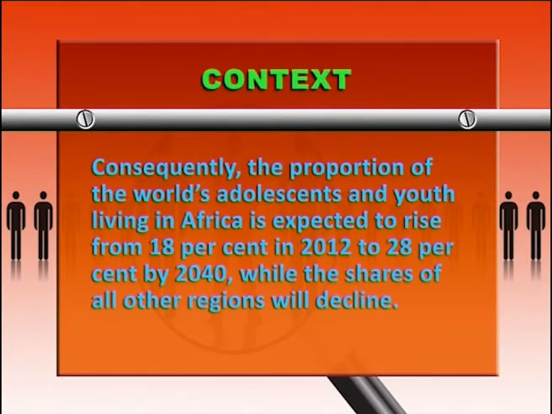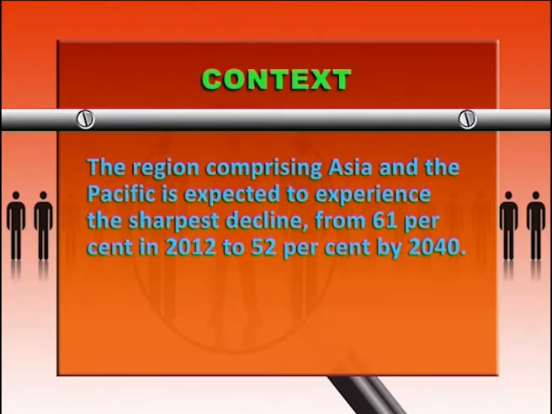Consequently, the proportion of the world's adolescents and youth living in Africa is expected to rise from 18% in 2012 to 28% by 2040, while the shares of all other regions will decline. The region comprising Asia and the Pacific is expected to experience the sharpest decline, from 61% in 2012 to 52% by 2040.